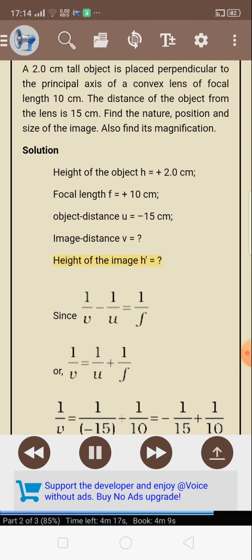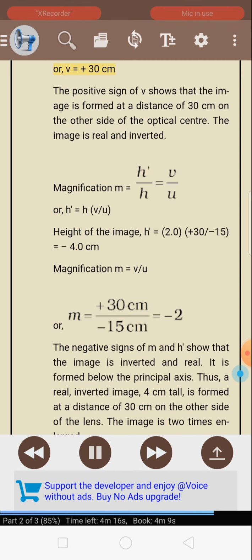Image distance v equals? Height of the image h' equals? Since 1/v - 1/u = 1/f, v equals plus 30 centimeters. The positive sign of v shows that the image is formed at a distance of 30 centimeters on the other side of the optical center. The image is real and inverted.